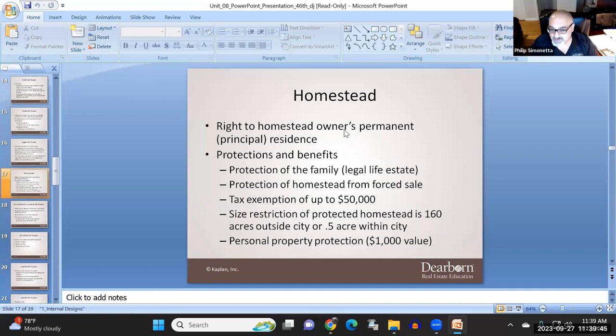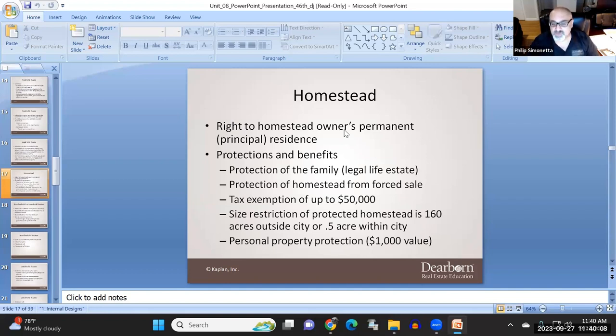You have a tax exemption up to $50,000. So it gives you a break on your assessment for your taxes up to 50,000. And there are some additional things that can be added, which we'll go over in a little bit. There's definitely a question or two on your test about the calculations. 100% you're going to see questions.